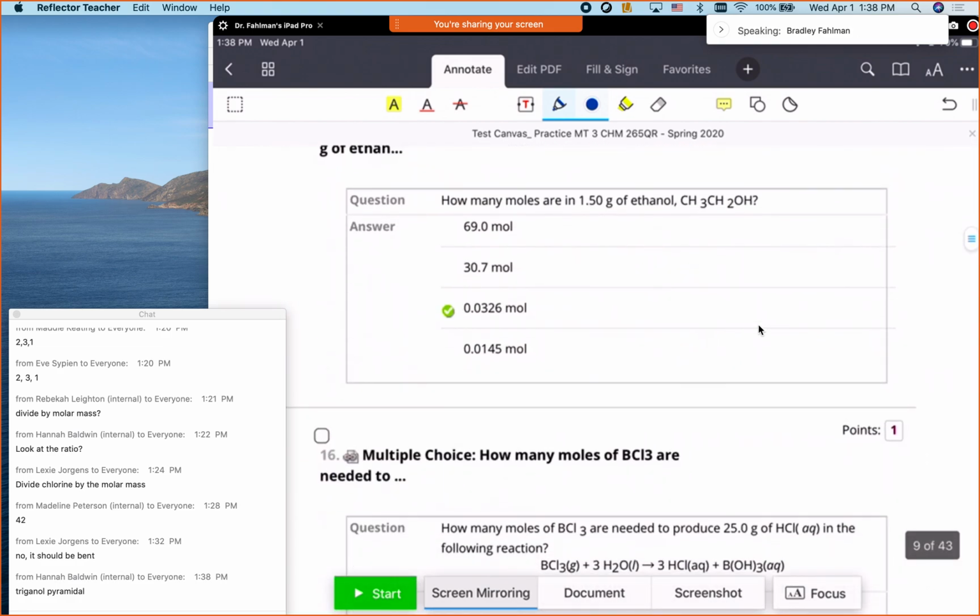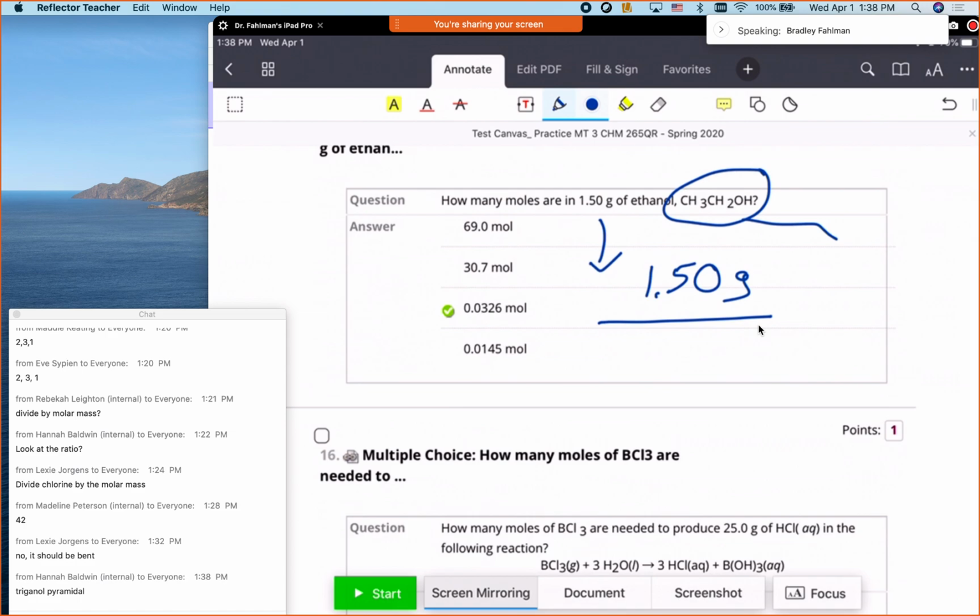Then how many moles are in 1.5 grams of ethanol? And then it has this formula. So the strategy is you have the grams, and then you're going to divide by the molar mass of this. If you have access to any periodic table you want to use, we've got 12 times 2 carbons, and then 6 hydrogens, and then another 16. So that's 46.06 grams per mole for the whole thing.